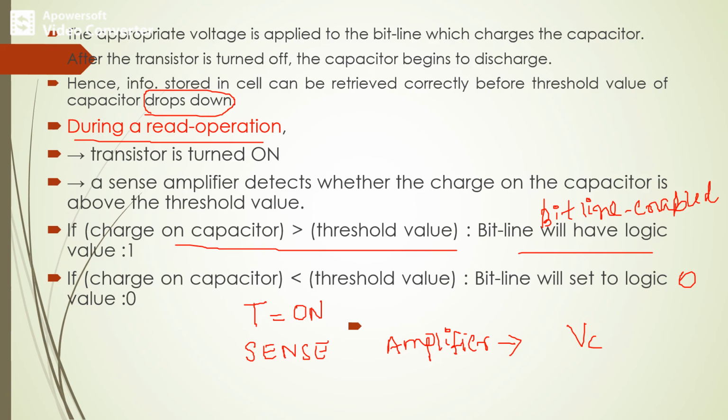Thus, reading the contents of the cell automatically refreshes its content. All cells in a selected row are read at the same time, which refreshes the contents of the entire row. So whenever the bit line is 0, we are performing a refresh operation. We need to refresh the entire row's information. This is how we can perform read operations with respect to the dynamic memory cell.